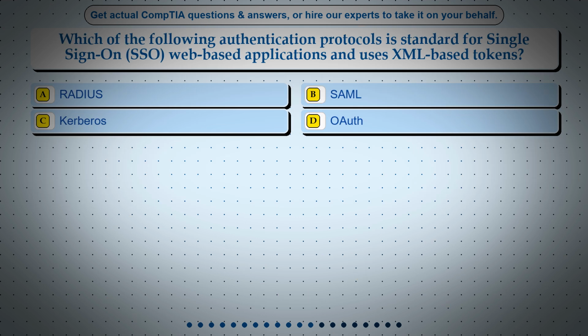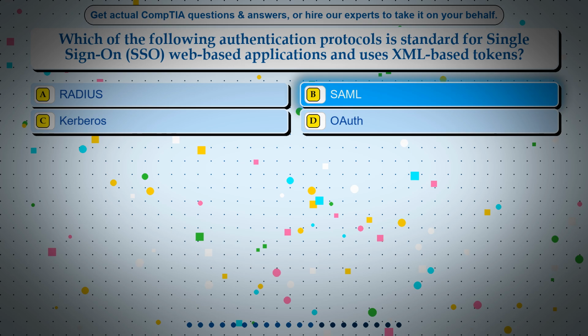Question 12. Which of the following authentication protocols is standard for single sign-on, SSO, web-based applications and uses XML-based tokens? Option A, RADIUS. Option B, SAML. Option C, Kerberos. Option D, OAuth. The correct answer is option B. SAML.